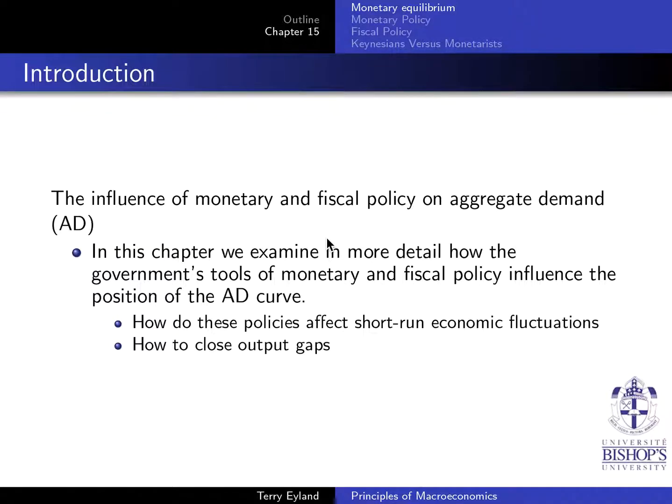Chapter 15. So in Chapter 15, we're going to look in detail at the different ways that the government can intervene to get out of a recession. The same techniques can be used if we're in an inflationary output gap, or what we could call a boom, to make sure that we don't suffer too much inflation. So essentially in this chapter, we're going to learn the different techniques.